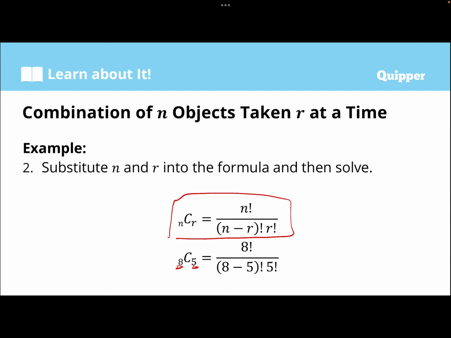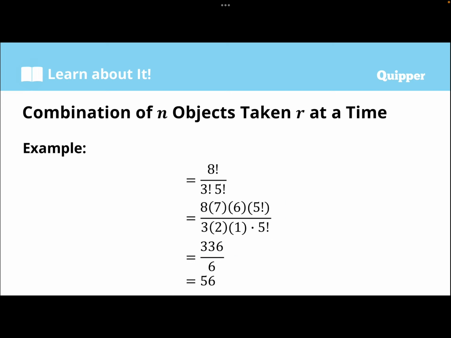Then proceed to the formula: n factorial, replacing n with 8, divided by n minus r, so 8 minus 5 factorial, times r factorial, that is 5 factorial. Now, let us answer. From here, 8 factorial over the quantity 8 minus 5 factorial, 5 factorial. So here's what we get: 8 factorial divided by 8 minus 5 factorial, that is 3 factorial, times 5 factorial.